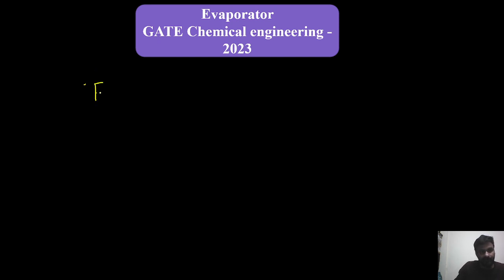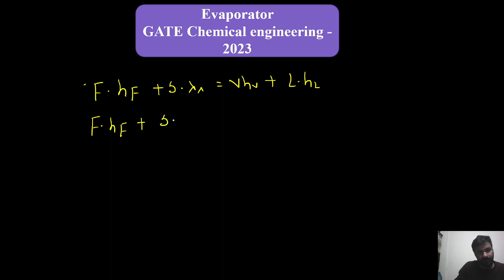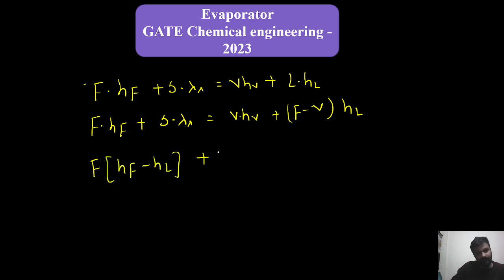So now next coming another thing, if it is given. So already we have written F into HF plus S into lambda S, that is equal to B into HB plus L into HL, right? So can I write here now F into HF plus S into lambda S, that is equal to, my dear student, B into HB plus F minus B into HL, right? So can I write F HF minus HL plus S lambda S, that is equal to B HB minus HL.